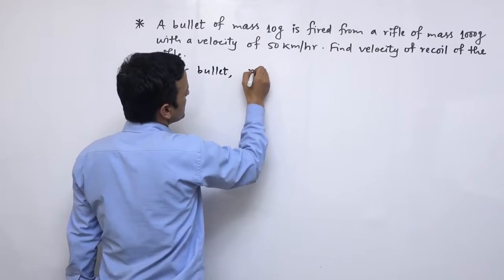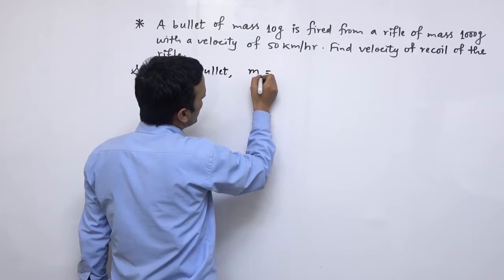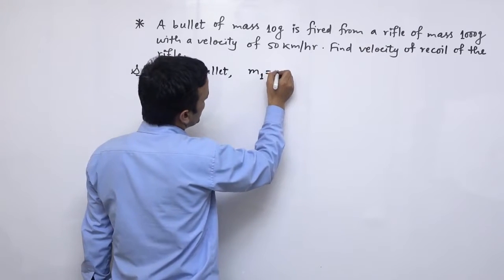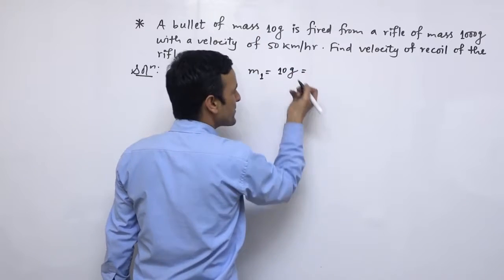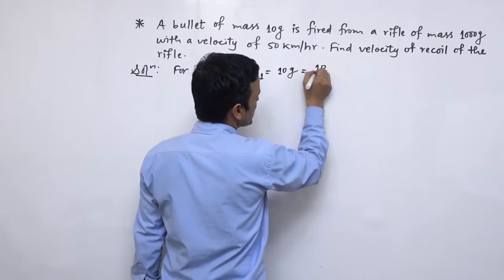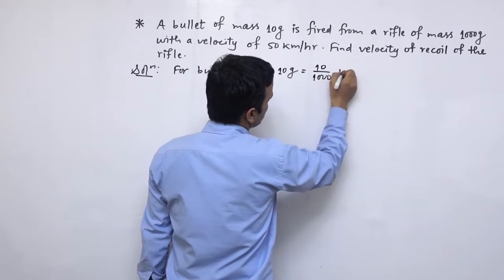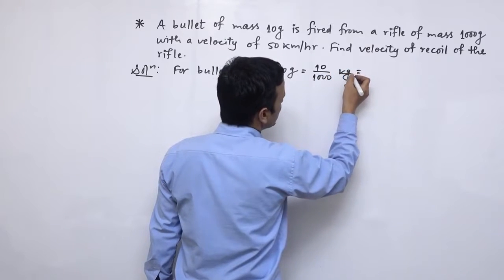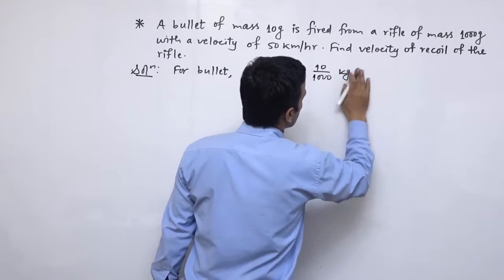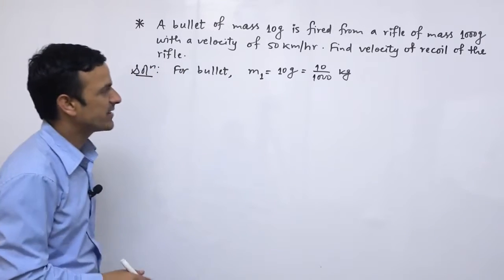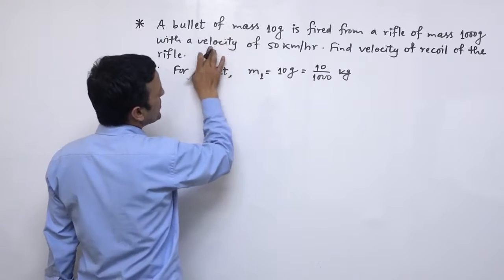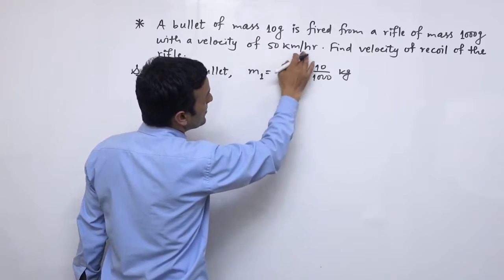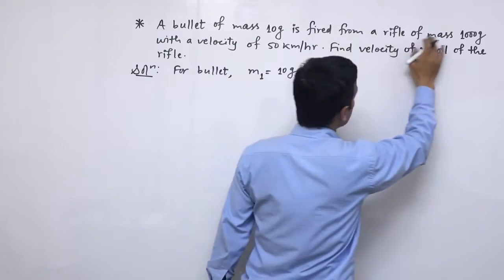That's why for bullet, बुलेट को लागि हामीसँग मास छ. मास इज इक्वल टु m1 भने पनि हुन्छ. m1 इज इक्वल टु 10 ग्राम. यो बुलेट को मास हो र ग्राम कहिले पनि राखिदैन मासलाई. It should be expressed in kg. So it will be, अब यतिकै राख्दा पनि हुन्छ, पछि क्यान्सल गर्न सजिलो हुन्छ, 10/1000 kg.